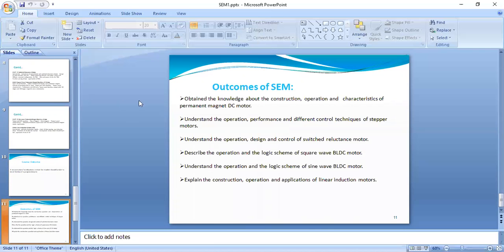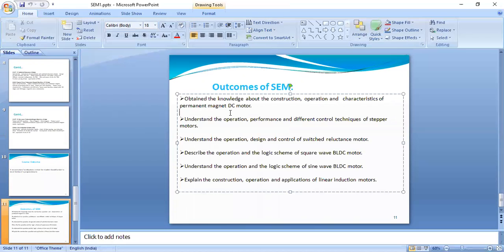The first course outcome is that the student is able to obtain the knowledge about the construction, operation and characteristics of the permanent magnet DC motor. The second course outcome is that the student is able to understand the operation of the stepper motor, different types of stepper motors, performance of stepper motors, and also the different control techniques of the stepper motor. So that is the course outcome for unit 2.